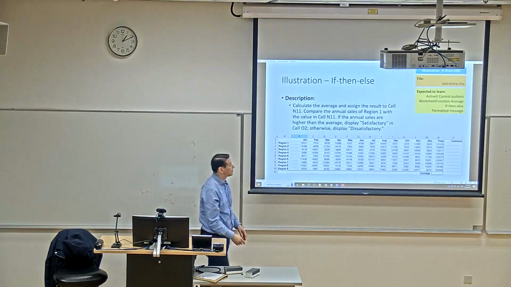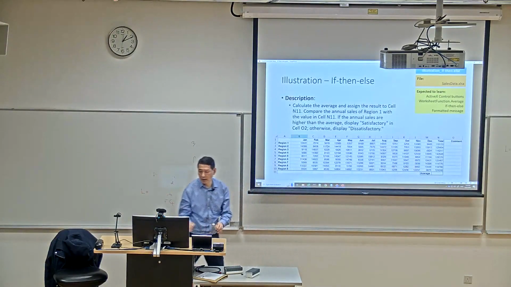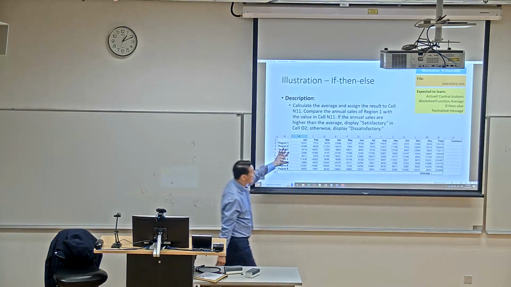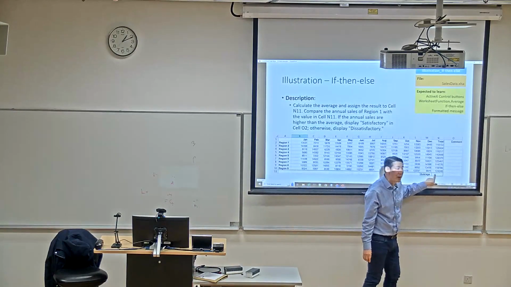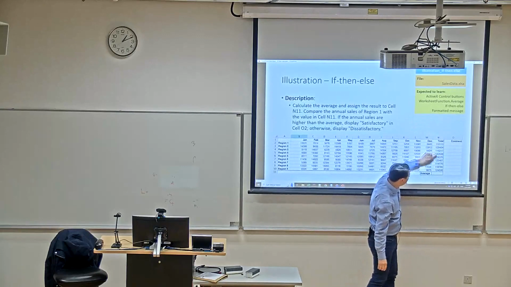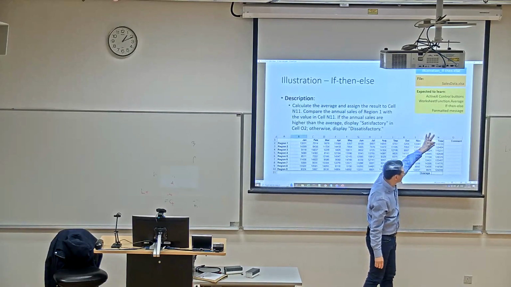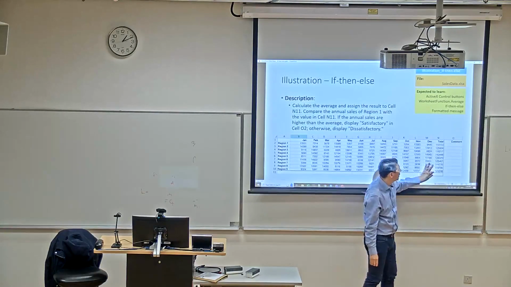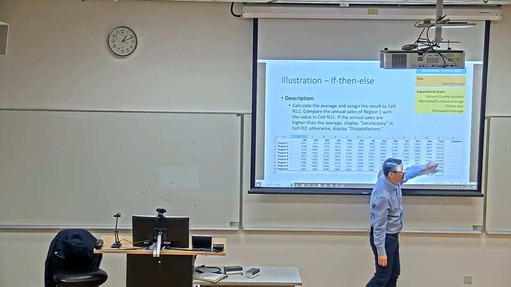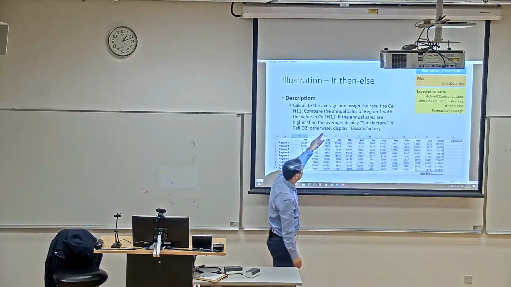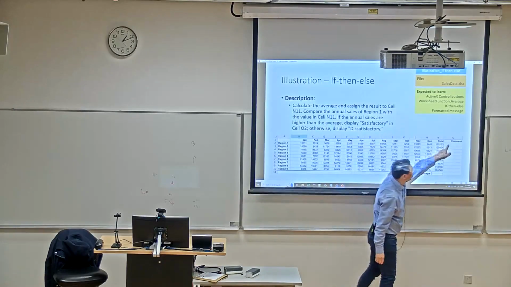Okay, so this is the example. We have lots of data. What we're trying to do is calculate the average, and then we compare this number and this number, to see whether this number is higher than this one. If it is higher, then we have the good result, satisfactory. Otherwise, this is dissatisfactory. And display it in this particular comment.